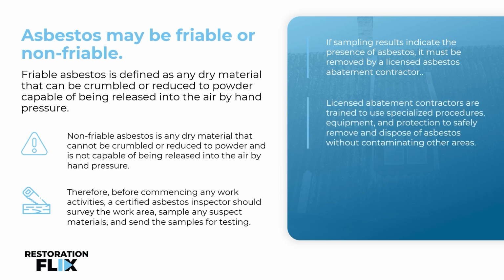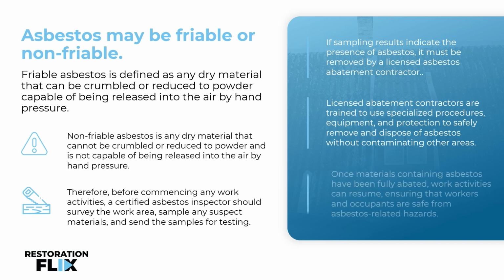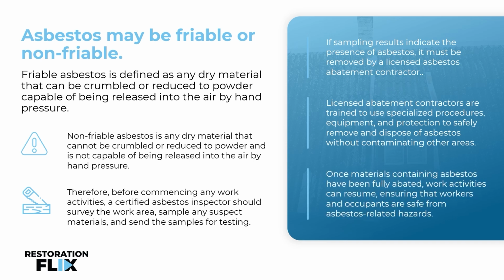Licensed abatement contractors are trained to use specialized procedures, equipment, and protection to safely remove and dispose of asbestos without contaminating other areas. Once materials containing asbestos have been fully abated, work activities can resume, ensuring that workers and occupants are safe from asbestos-related hazards.